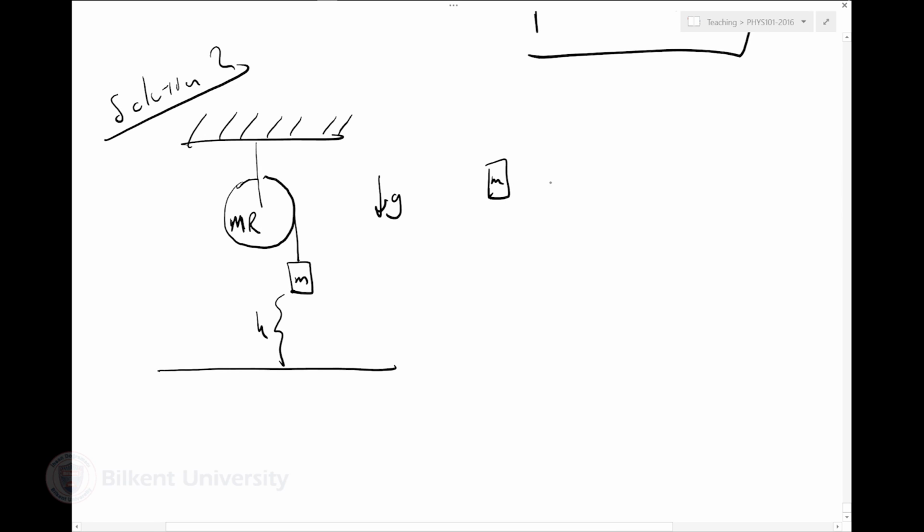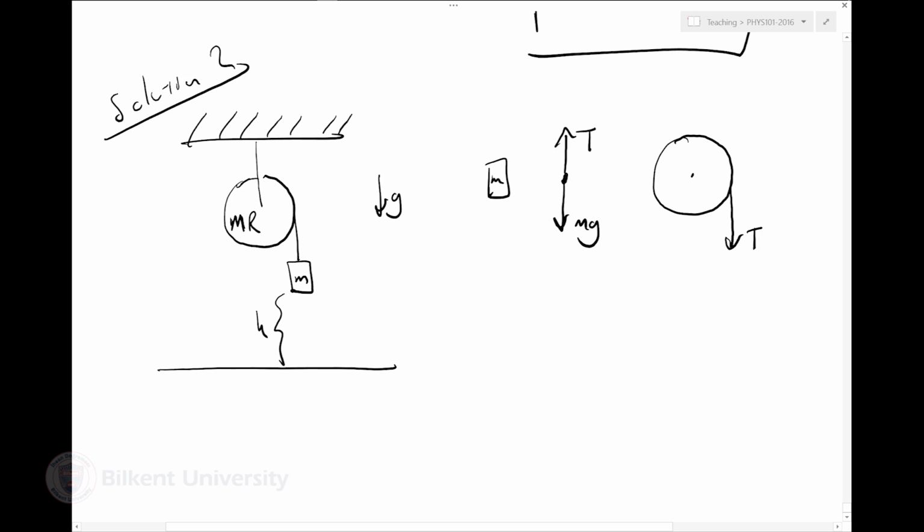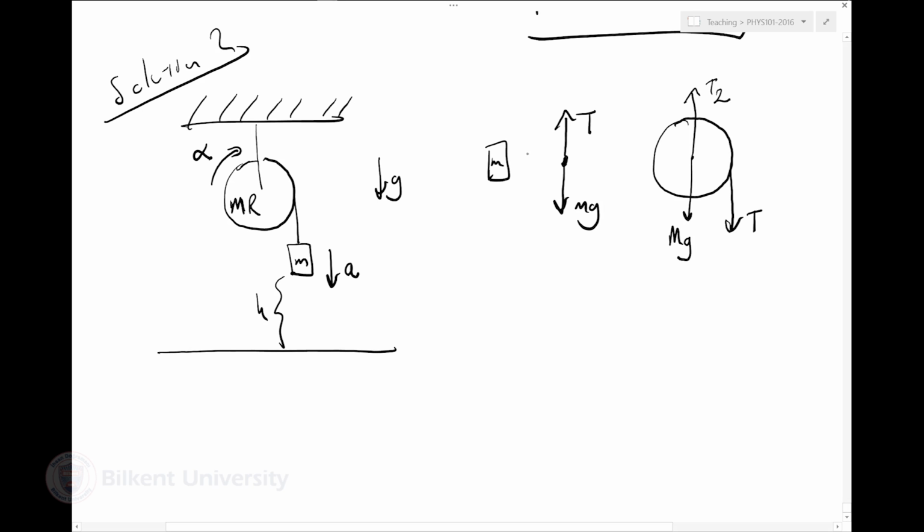For the small mass, I have mg pulling it down and T pulling it up. For the pulley, I have T acting on the edge and some T2, and its weight Mg. Now, let's say that this guy is moving down with acceleration A and the pulley is rotating with angular acceleration alpha. What's Newton's equation for the small mass? m times A will be mg minus T.